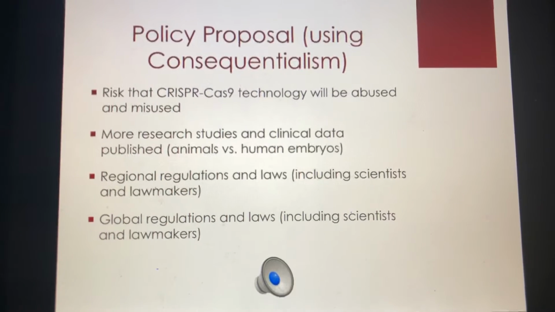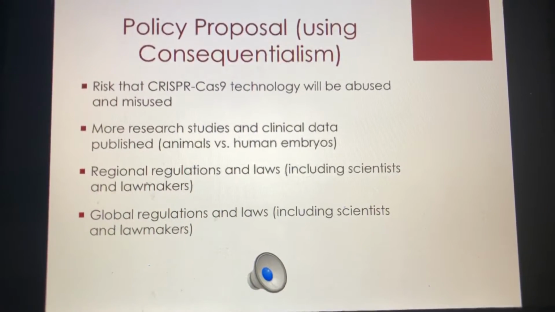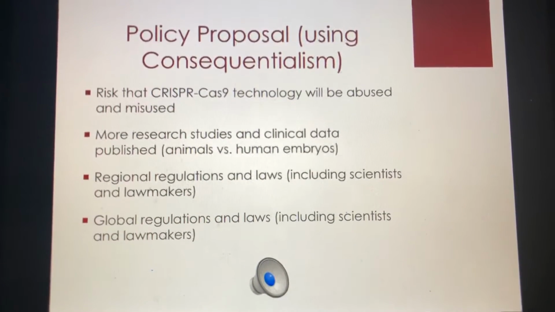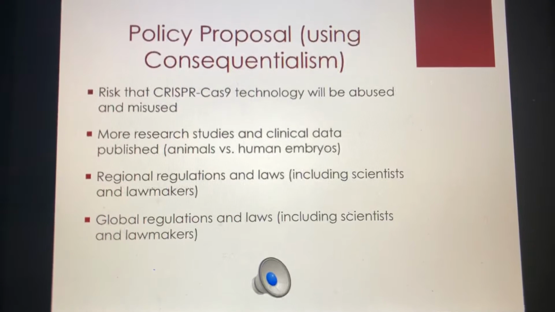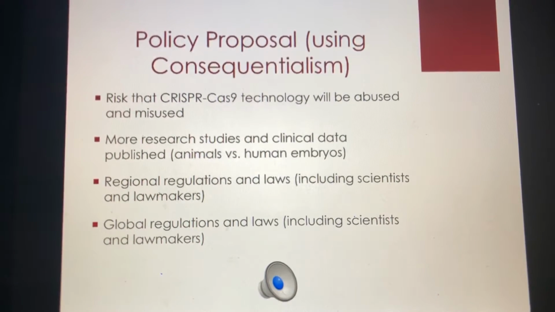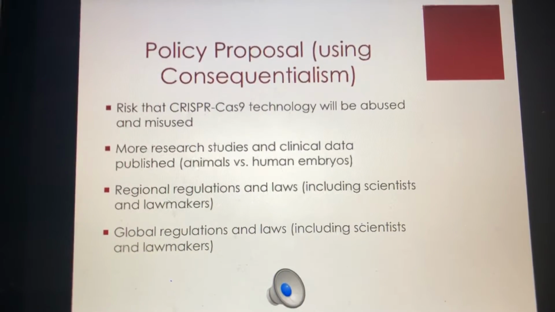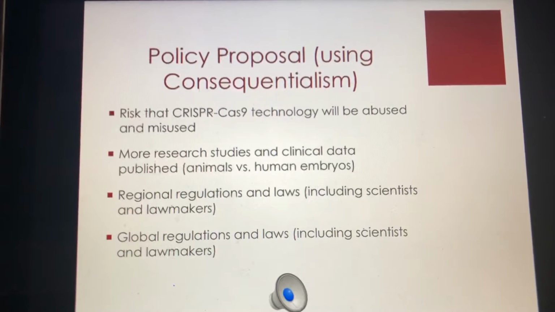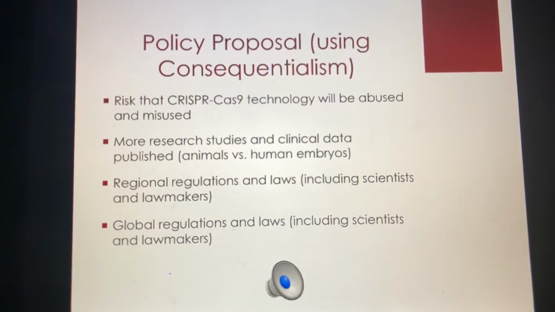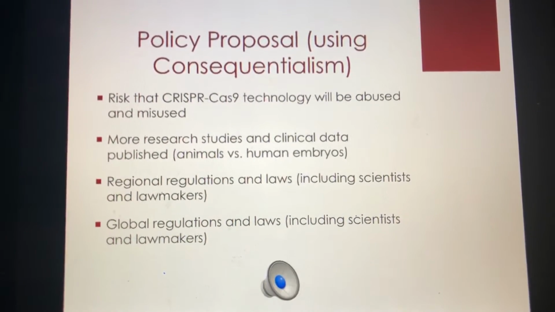This would allow our government to make laws and regulations based on whether it would affect the greater good, or our society as a whole, and whether it would affect it positively or negatively. There's always risk to every new technology that is out there, not just CRISPR. Whether it's going to be abused or misused is something that lawmakers and researchers have to take into consideration.